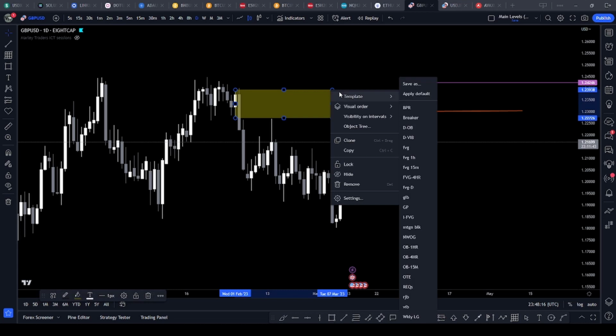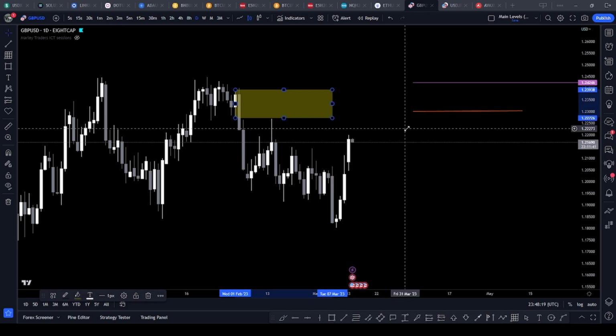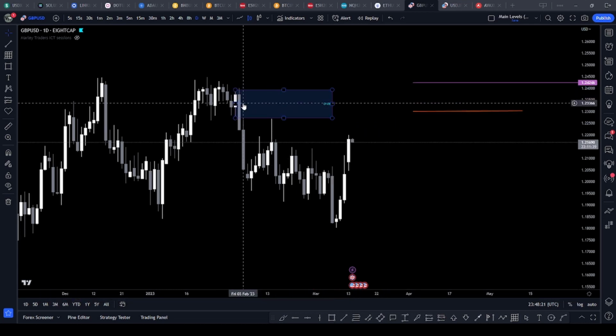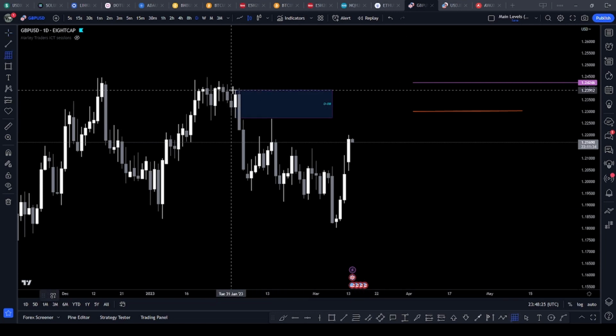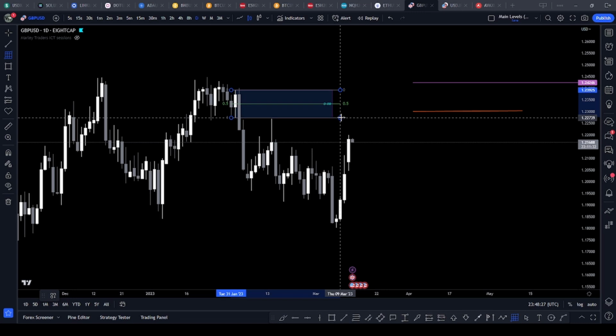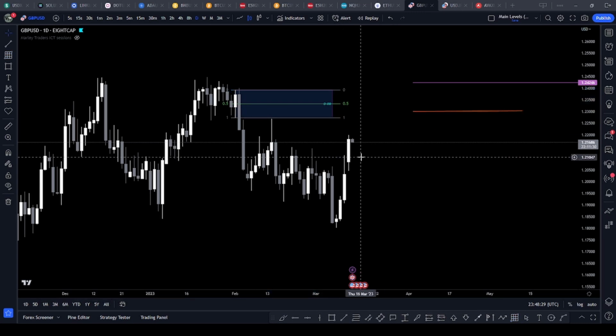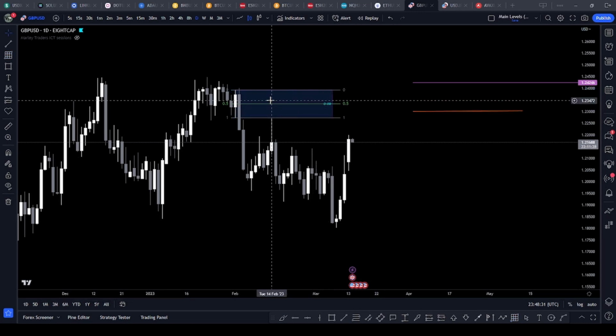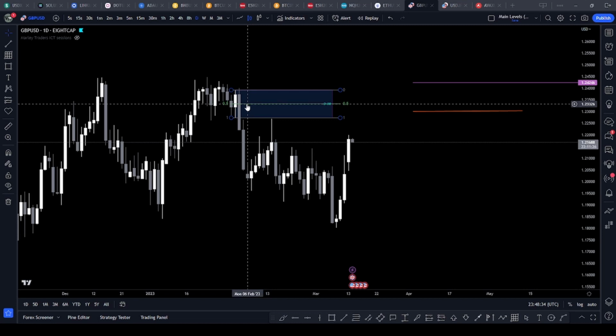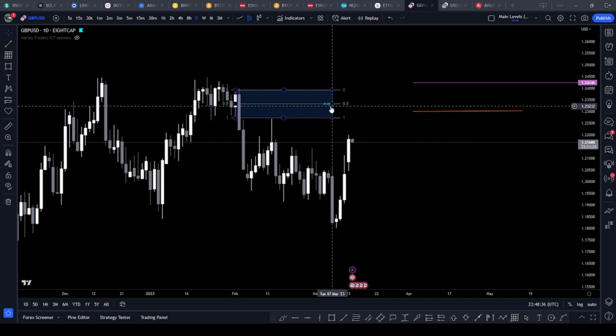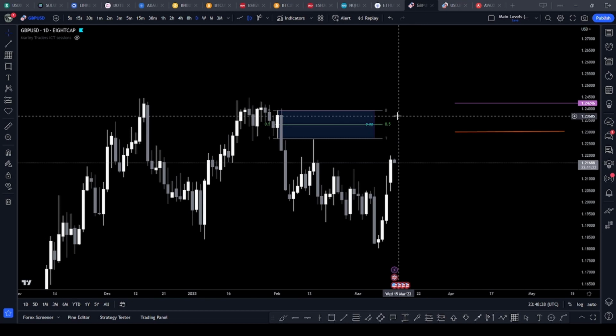Daily order block. Okay. So 50% of this, which would be the middle, right there. ICT calls this threshold, 50% threshold, I think. It's called 50% threshold right there.